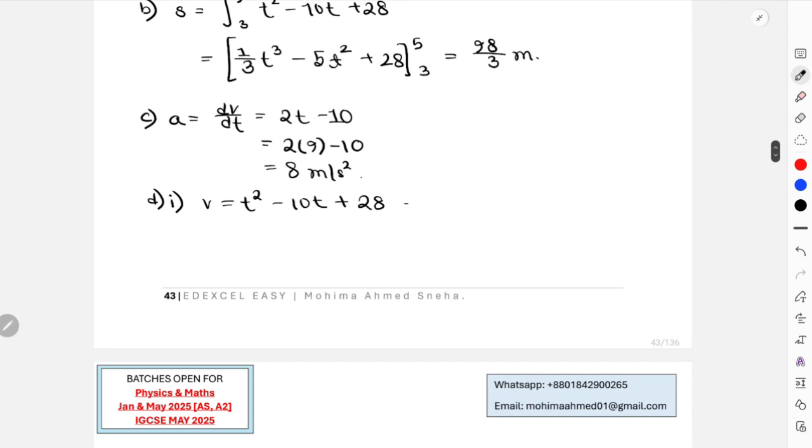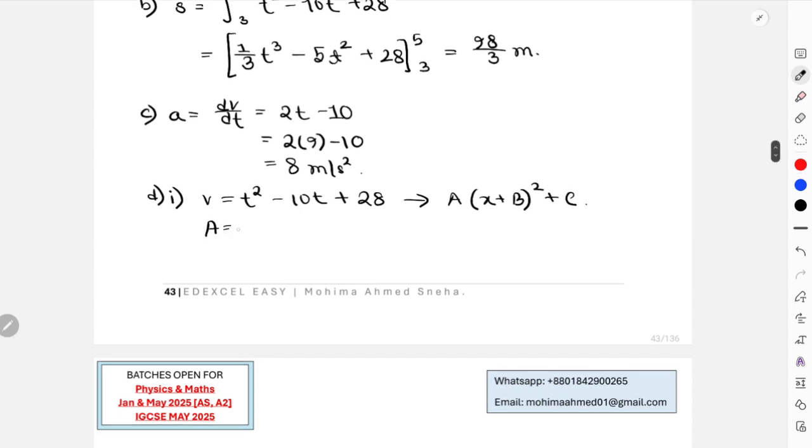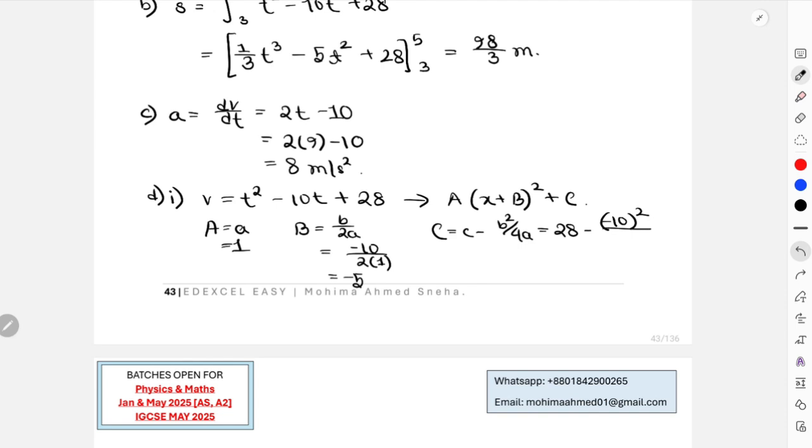For completing the square we always write this in the format of A times (x plus capital B) whole square plus capital C. Capital A is always a, which over here is 1. Capital B is b by 2a, which is minus 10 by 2 times 1, which is minus 5. And C is c minus b square by 4a, which is 28 minus 10 square divided by 4 times 1. This will give you 3.